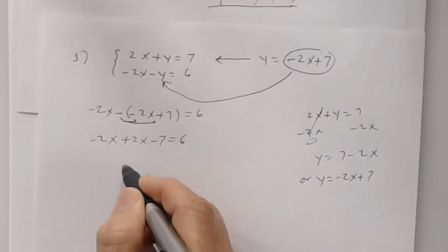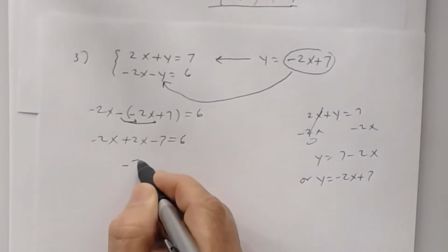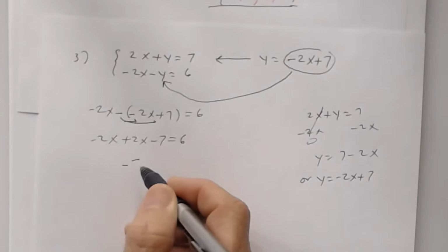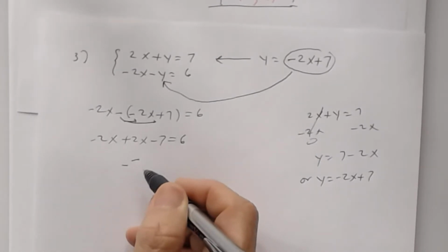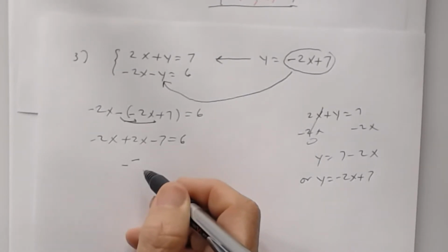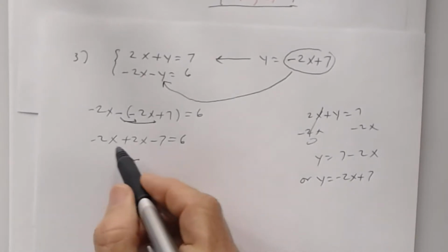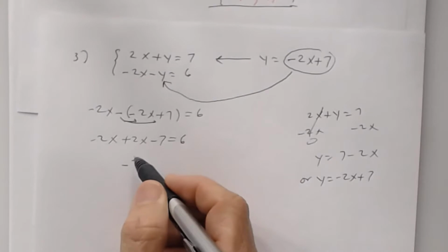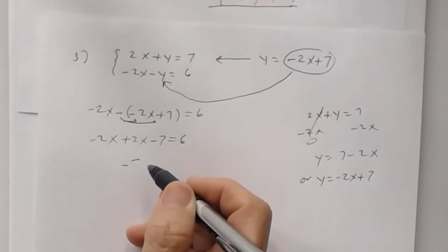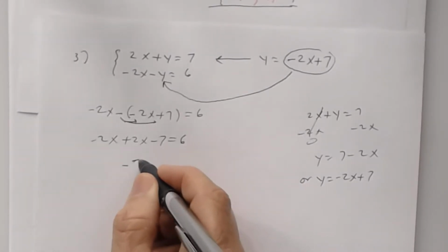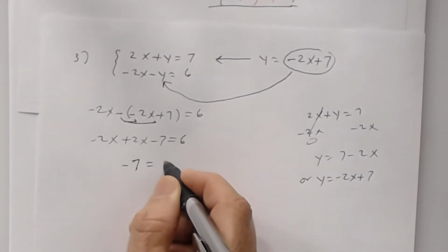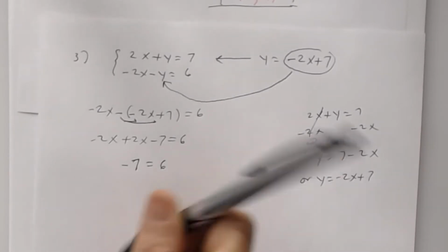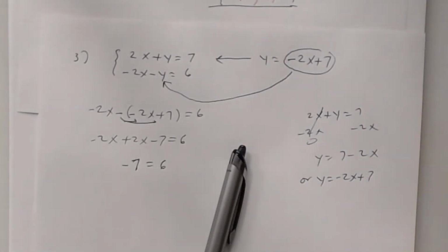Combine like terms, what do you get? 0 minus 7. Yes, thank you. Negative 2x plus 2x is 0, right? 0x. 0 and a negative 7 is a what? Negative 7. So how can negative 7 equal 6?